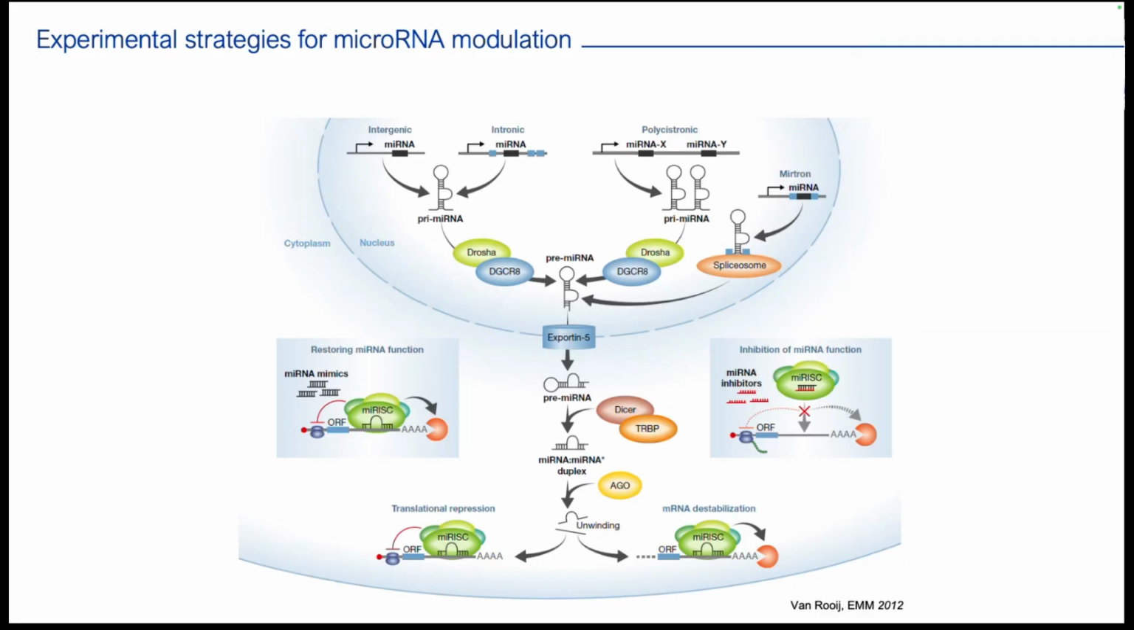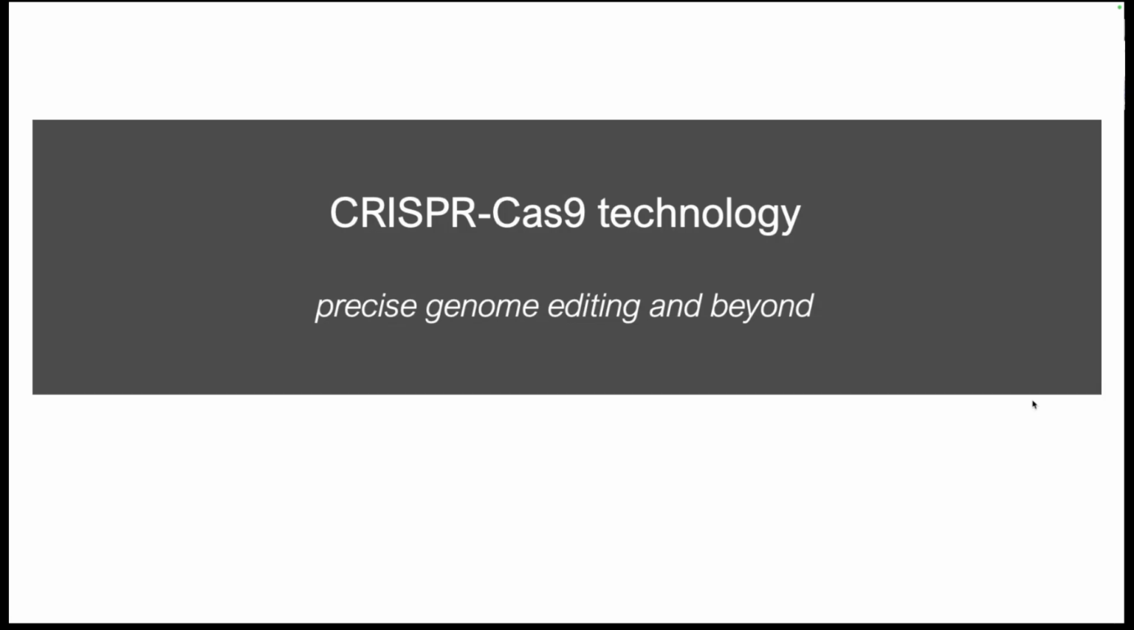In that example, it's still with the bulge, so that there is no cleavage result. And of course, there are genome-wide libraries for mimics and inhibitors so that we can do the screens. Okay, this was about microRNAs.